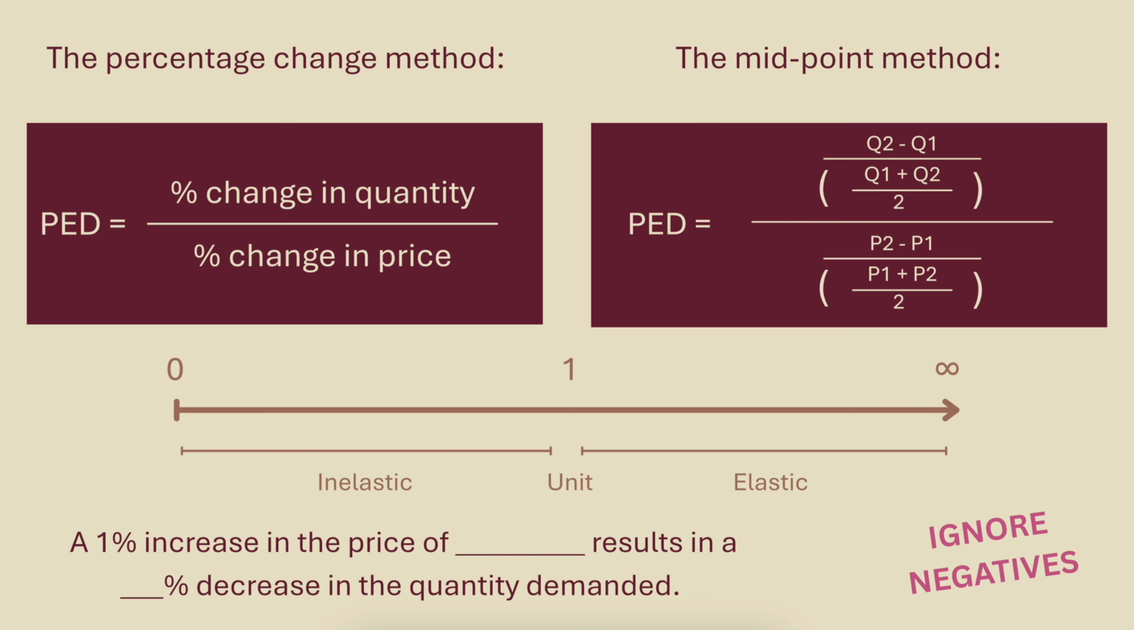The answer that you get when you use these calculations tells you how elastic the item is. If the answer is between 0 and 1, it has inelastic demand. If the answer is exactly 1, it has unitary demand. Or if the answer is more than 1, it has elastic demand. Remember that you just ignore any negative signs when doing your calculations. To interpret the answer, we say that a 1% increase in the price of whatever you're talking about results in a X%, whatever the answer to the calculation is, decrease in quantity demanded.